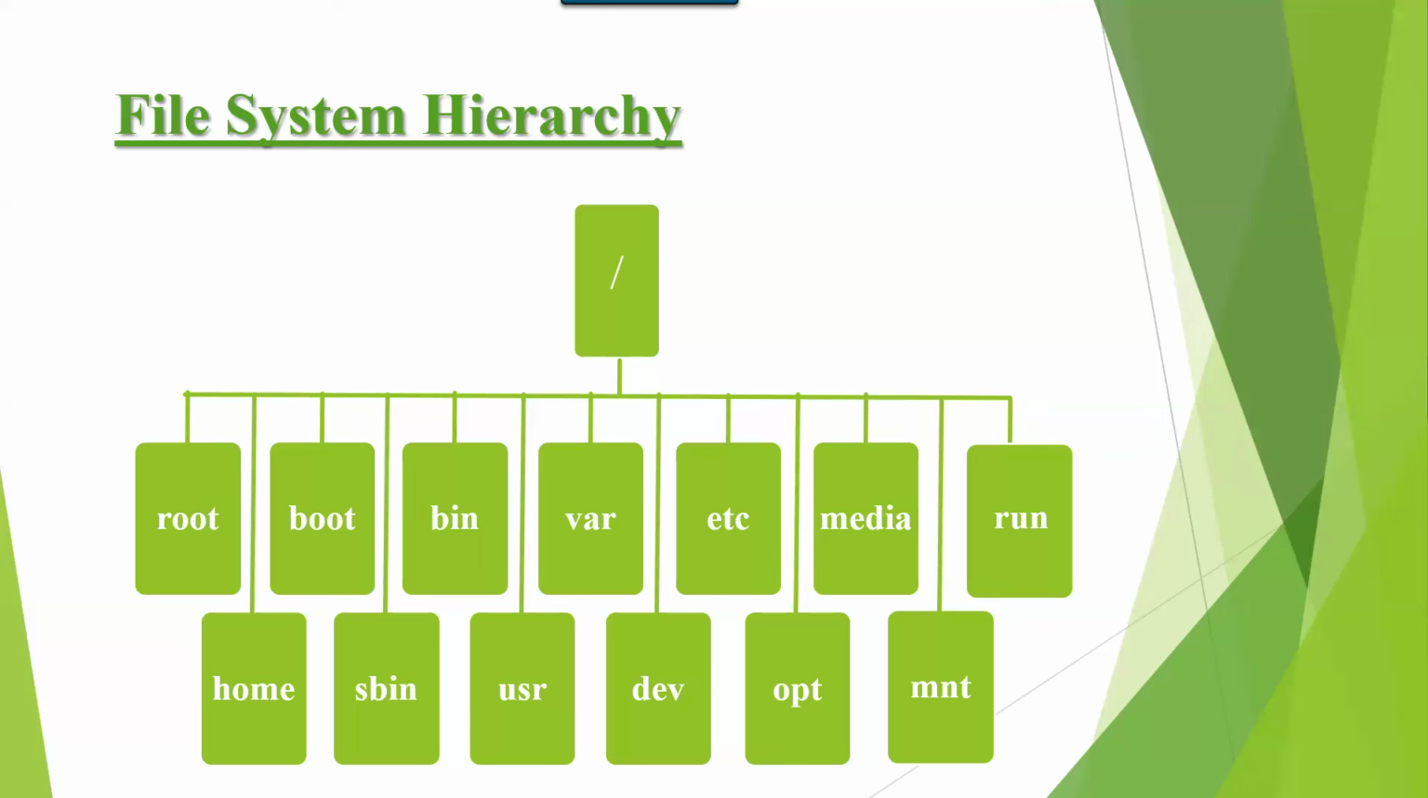And the next one is run. Run contains external devices information and kernel information from RHEL version 7. Up to version 6, the kernel is stored under boot, and external devices information is stored under media. From version 7, external devices information and the kernel are stored under run. So these are the directories we have.